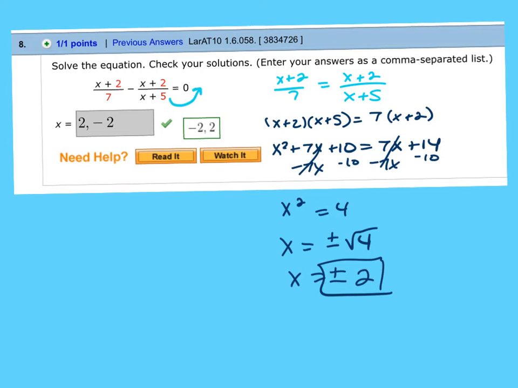And then check to see if you can plug that back in. There's only one denominator, so it's easy to check to see that negative 5 is the only extraneous root.